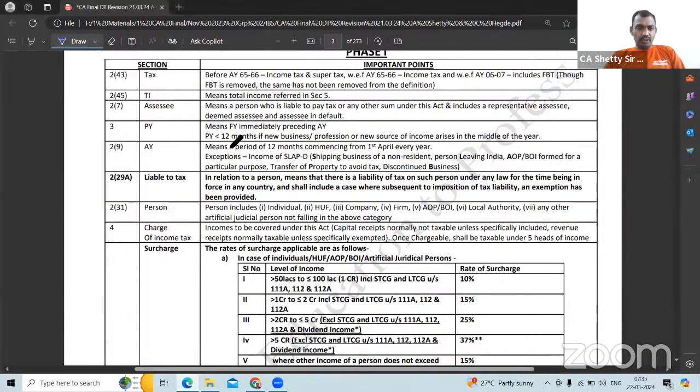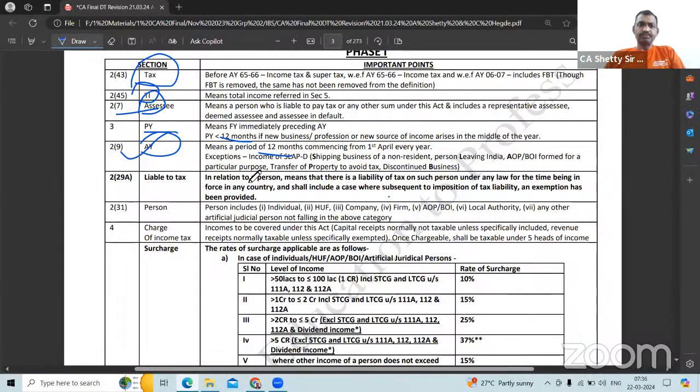Whatever I discussed is already almost there. Tax, total income, Section 27, previous year. Assessment year is always 12 months. Now, in the following cases, income of the previous year is chargeable in the previous year itself. Slab D, slab B, slab D of the category. Discontinued business. What is slab D? Apart from that, Section 2 clause 9: assessment year means a period of 12 months commencing from 1st April every year.